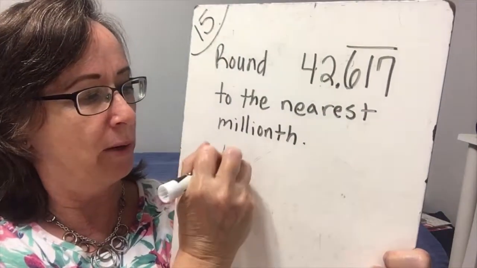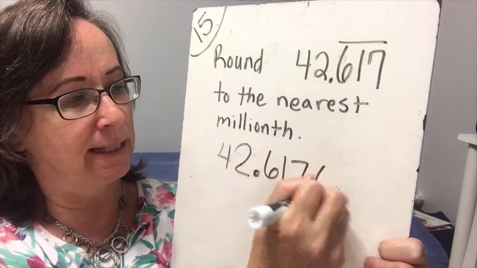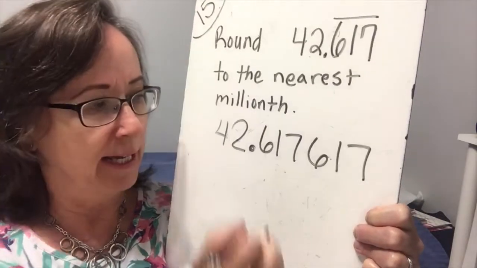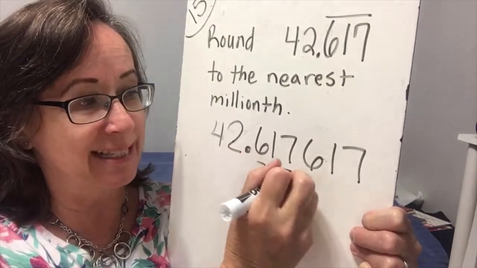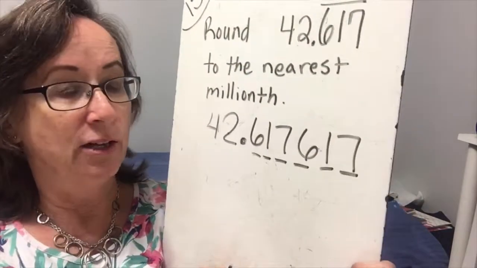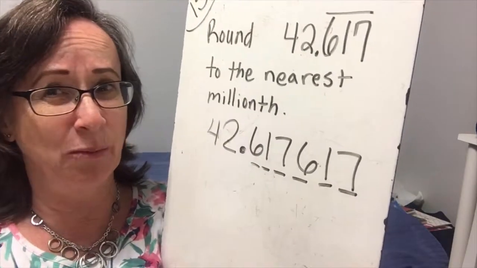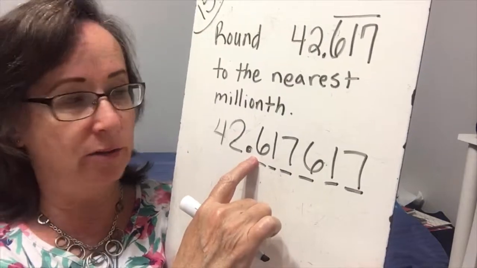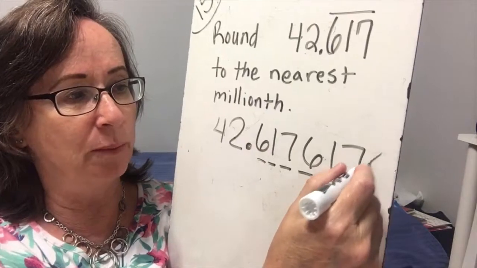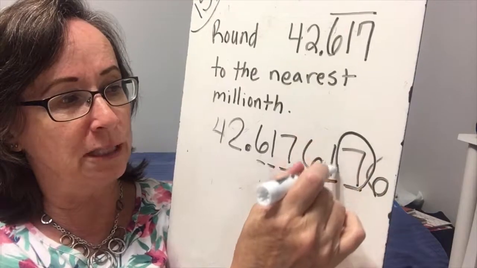So we're going to write 42.617617. Now let's see if I've taken it out far enough. Tenths, hundredths, thousandths, ten thousandths, hundred thousandths, millionths. Okay, so this is the millionths place. So I need one more digit because I need to know what's coming next so that I can round. So I'm going to go ahead and start the routine over again, and it would be a 6 that would come next. Now this is the circled spot, isn't it?